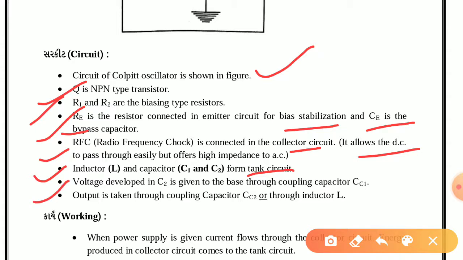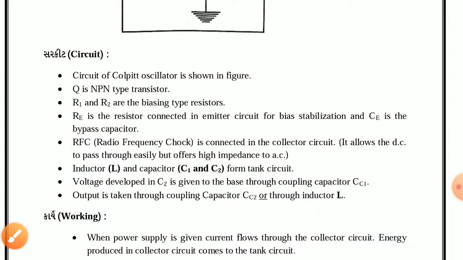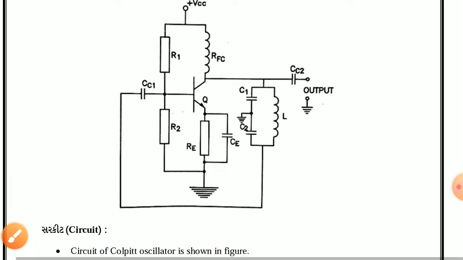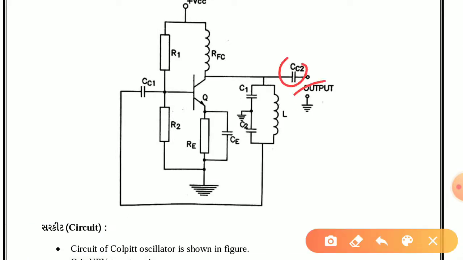The voltage developed in capacitor C2 is given back to the base through capacitor CC1, and the output is taken through the coupling capacitor CC2 or through the inductor L. So here the output is taken through the coupling capacitor CC2, or we can also take it from the inductor.